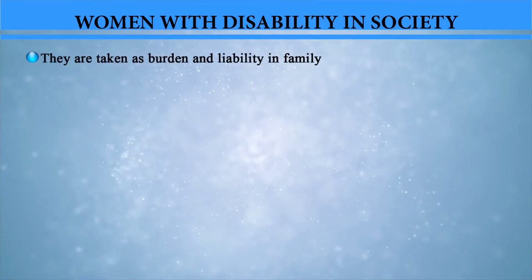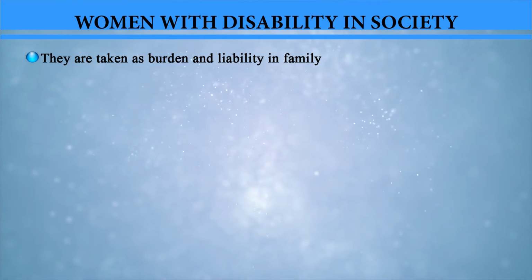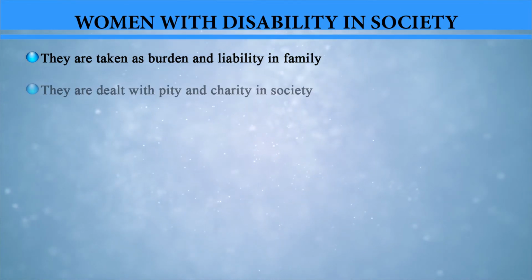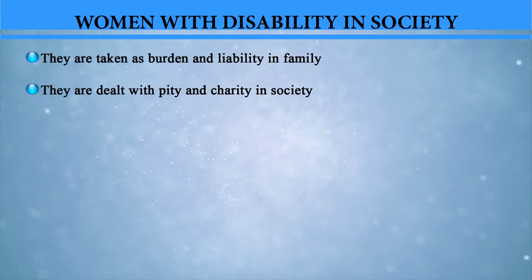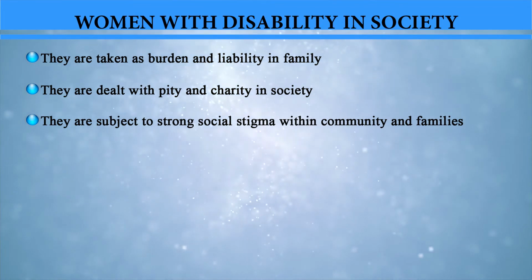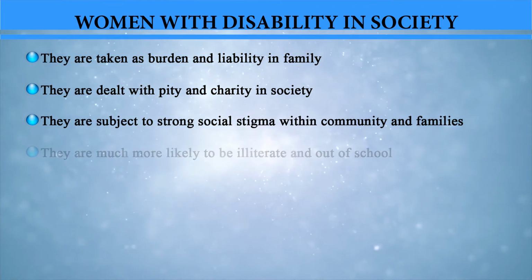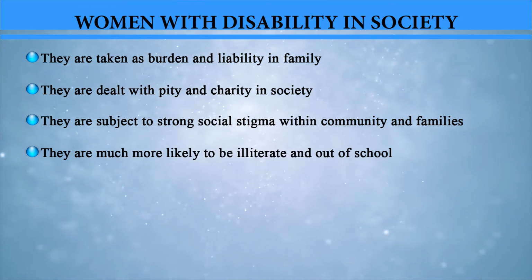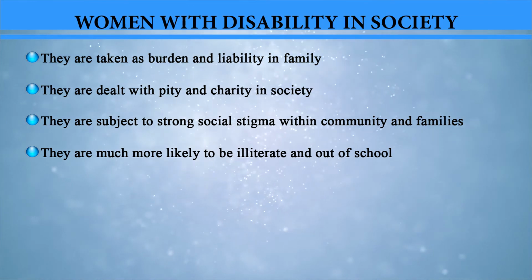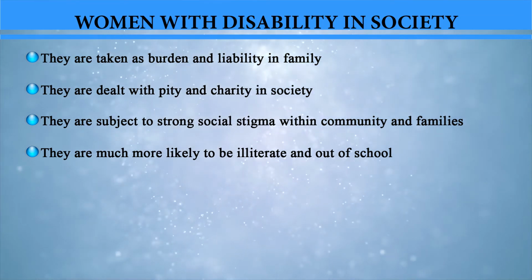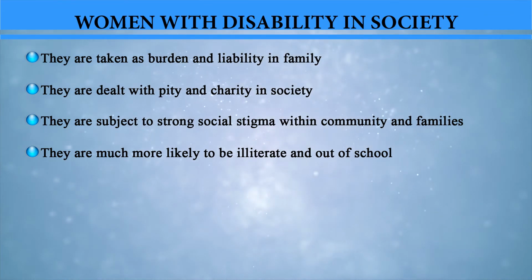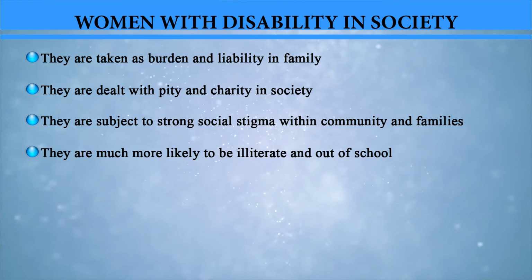When a girl is born in the family, she is taken as a burden and liability in the family, and they are dealt with pity and charity in society. They are subject to strong social stigma within community and families. They are much more likely to be illiterate and out of school. If the family has a limited amount of money, they are likely to spend the money more on the boy and less on the girl, or they may not send the girl to school at all.